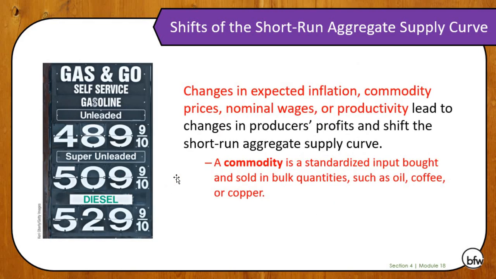Now, these are the things that will shift the short-run aggregate supply curve. Changes in inflation, commodity prices, nominal wages or productivity. A commodity is a standardized input that is bought and sold in bulk quantities, such as oil, coffee, and copper.